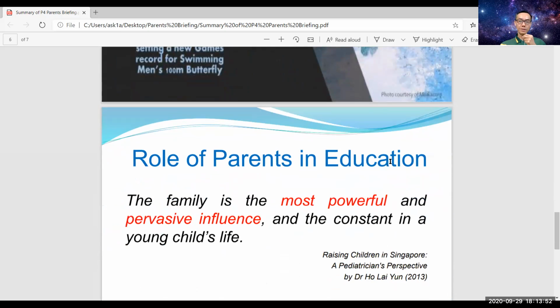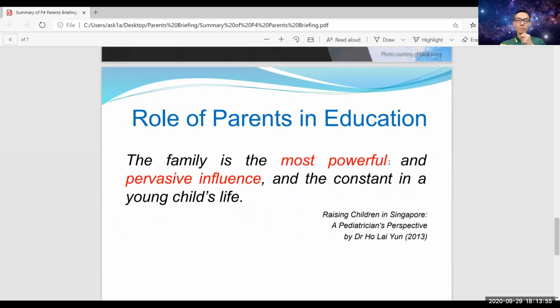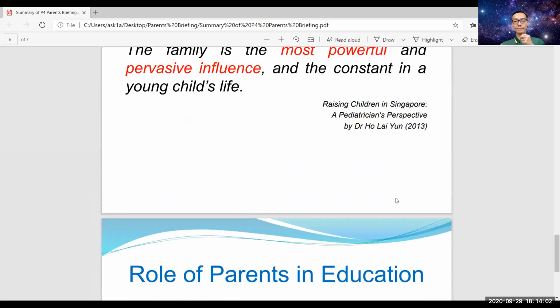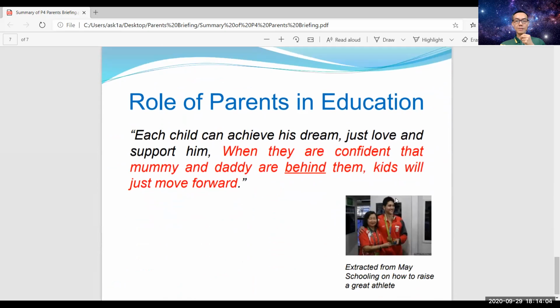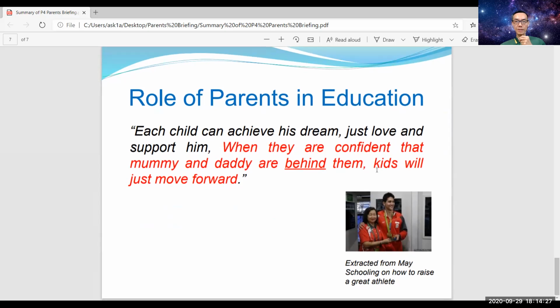In fact, as parents, the family is the most powerful and persuasive influence and the constant in a child's young life. This is actually from the mother of Joseph Schooling. She mentioned, each child can achieve his dream. Just love and support him. When they are confident that mommy and daddy are behind them, kids will just move forward. So let us as parents, as educators, give our best encouragement to our children.